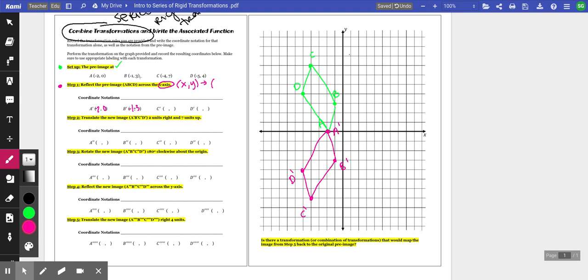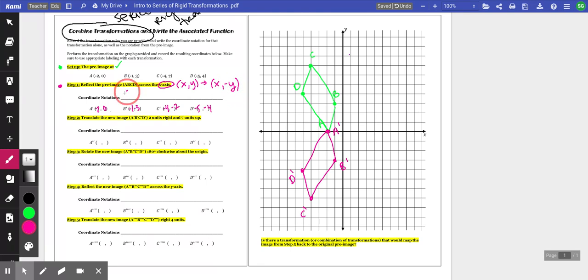It went from -1, 3 to -1, -3. C is -4, 7, right? That was -4, 7. D prime is -5, -4. So your X values are staying the same and your Y values are becoming opposite.